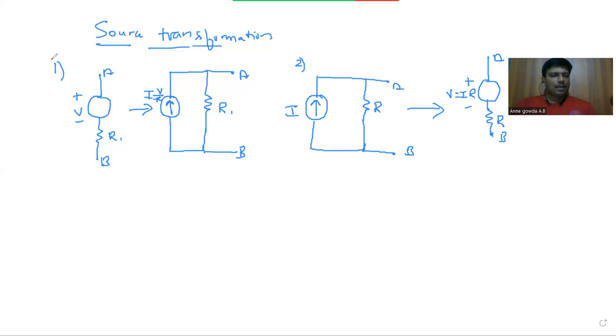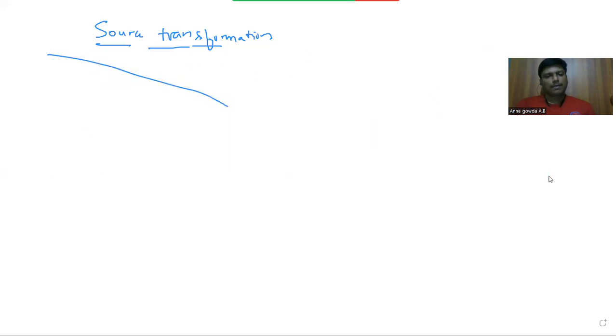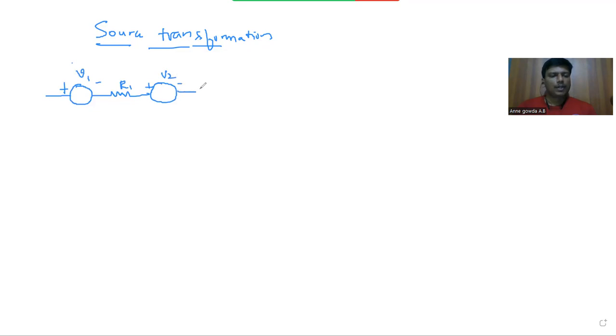So before starting with the problems on source transformation techniques, we should understand, let's take for example, two voltage sources of same polarity, V1 with series resistance R1, V2 with series resistance R2, if they are connected across the terminals, let's take for example A and B.